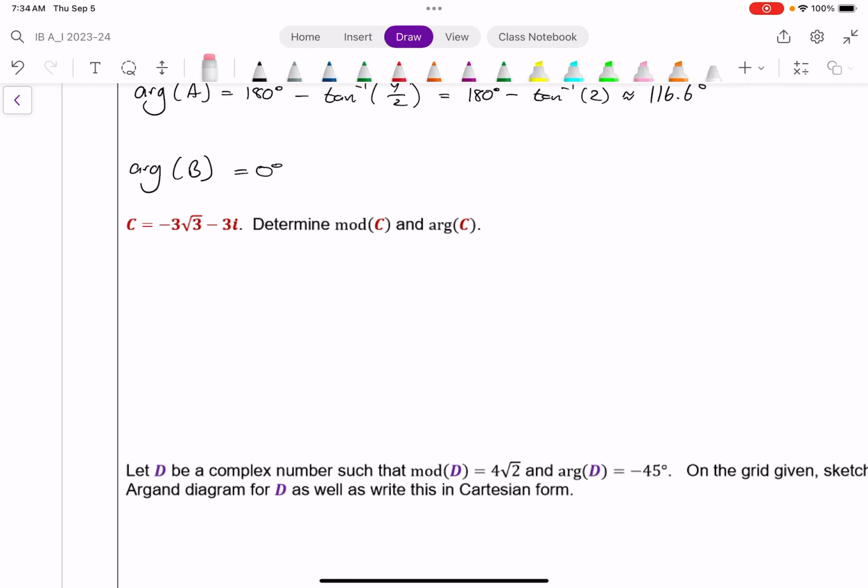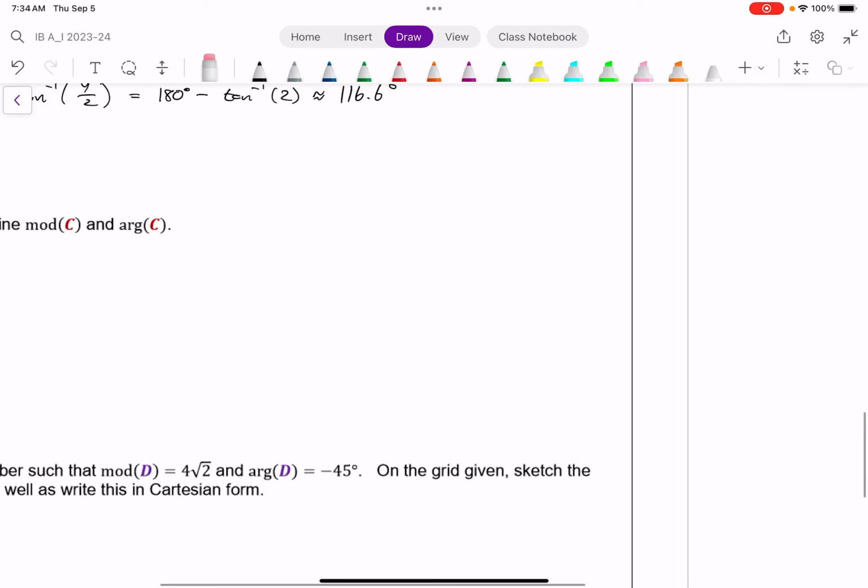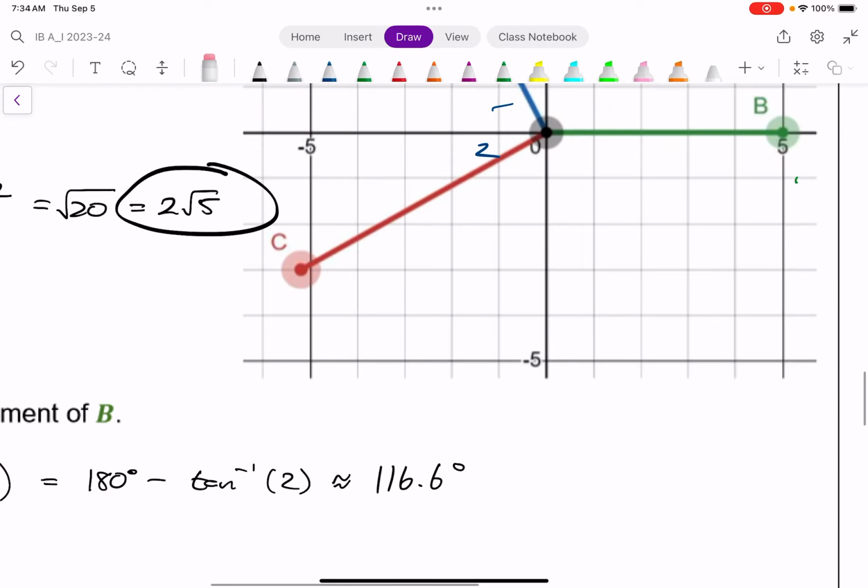which now I can start to talk about complex number C. So in Cartesian form, complex number C is -3 root 3 minus 3i, which means I now know the coordinates of this point. So this point is at -3 root 3, comma, -3. Or if I write -3 root 3 as an entire radical, I get -√27, comma, -3.